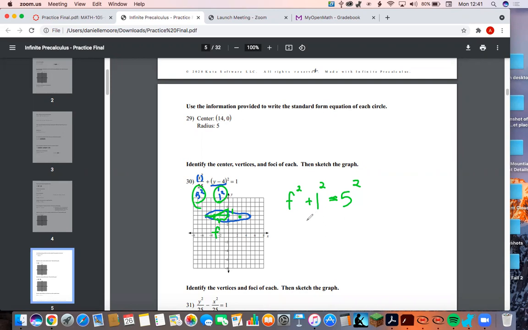Anyway, so from there, we have F squared plus 1 equals 25, and then F is going to equal the square root of 24. And so that's the number of steps it takes to get to the focus from wherever you are at the center.